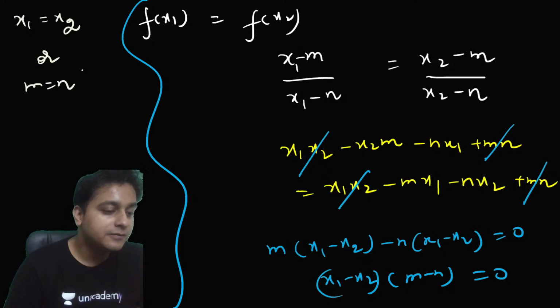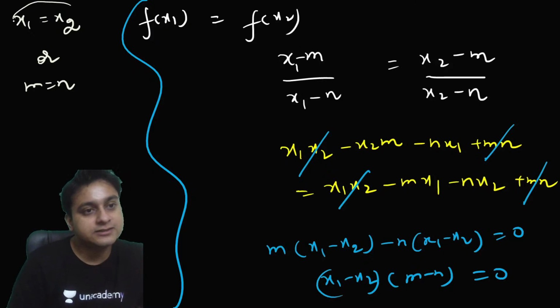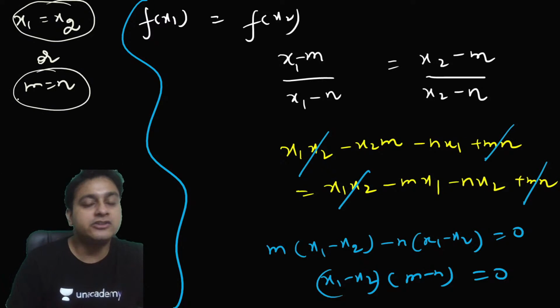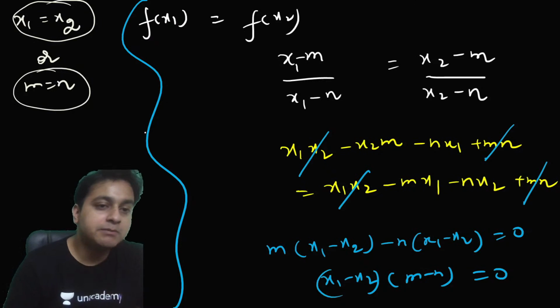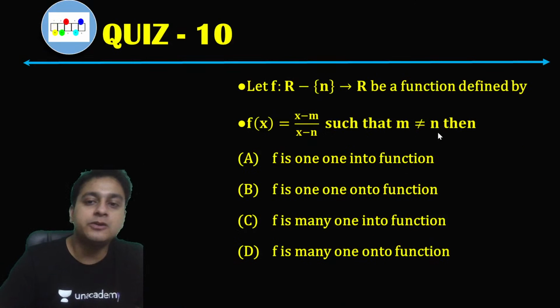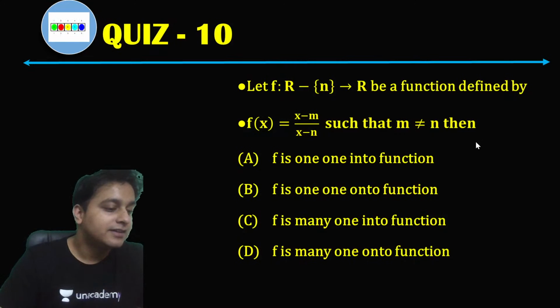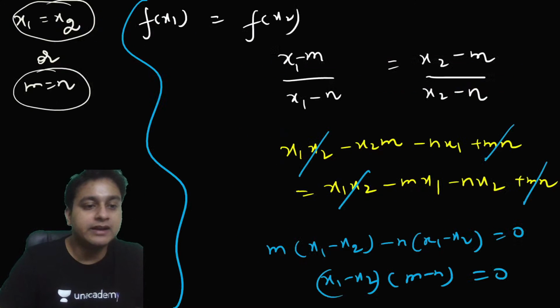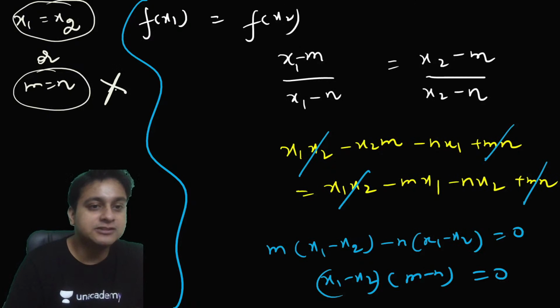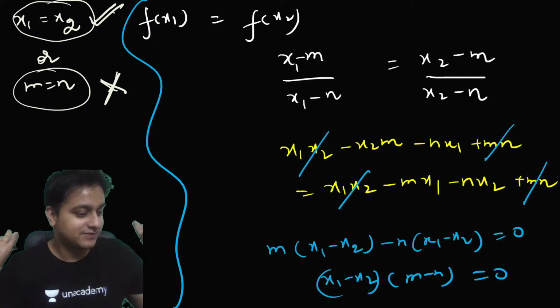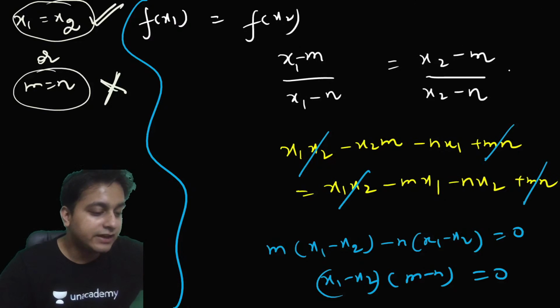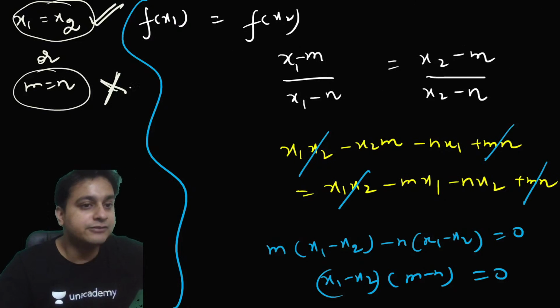How many did we get? We got two answers. So ideally it should be many-one, but they have given in the question that m is not equal to n. Understood? So that's why we will cut this case. This is not possible. So only one answer. That's correct. If they had not given this condition, then we would have solved it differently.